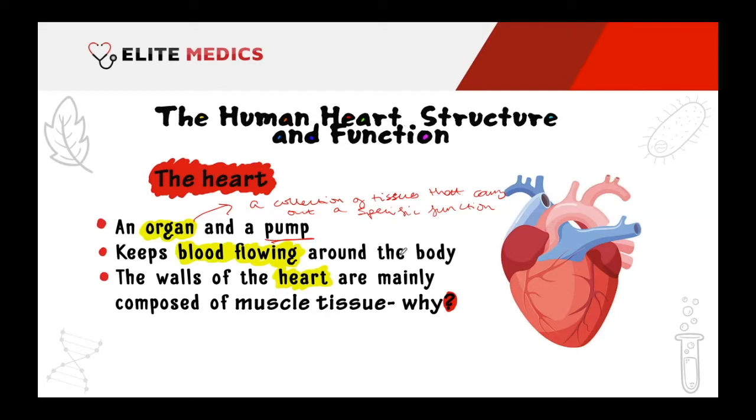The walls of the heart are mainly composed of muscle tissue, and the reason for that is because muscle can contract and relax. In order to have a pump, we need something that's able to generate force and squeeze things. That's what a pump is, isn't it? It's essentially pushing down on something. It creates a force, all this pressure, and it forces something out. So muscle is really good for that. Muscle can contract and relax.